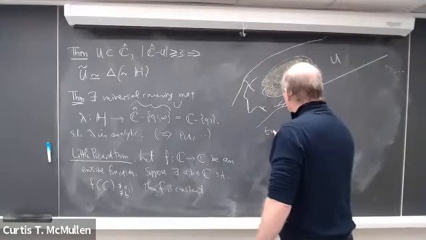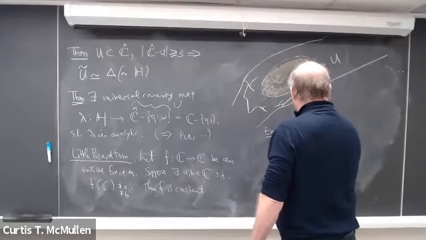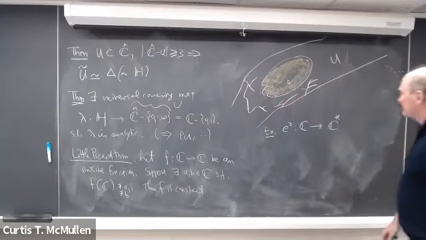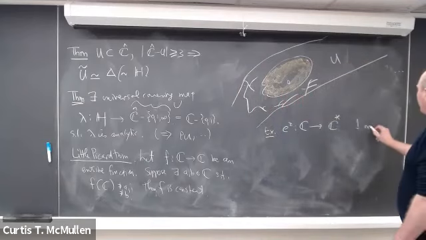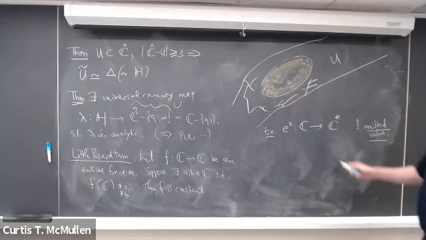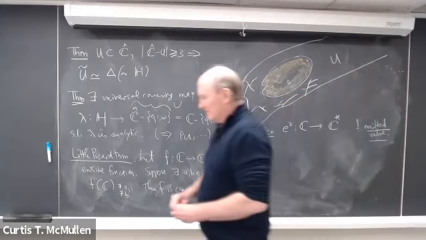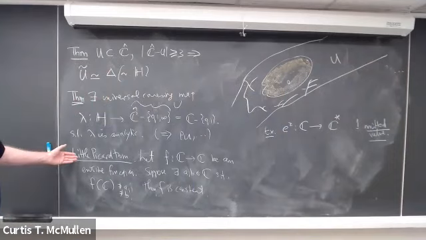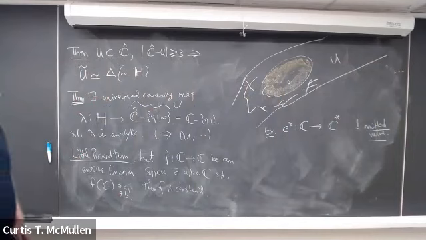So an example is e to the z maps the complex plane to the complex plane with the origin removed. It has one omitted value. In fact, it turns out to be a covering map. But we don't need that for the moment. But you might ask, well, is it also possible that e to the z has another omitted value?